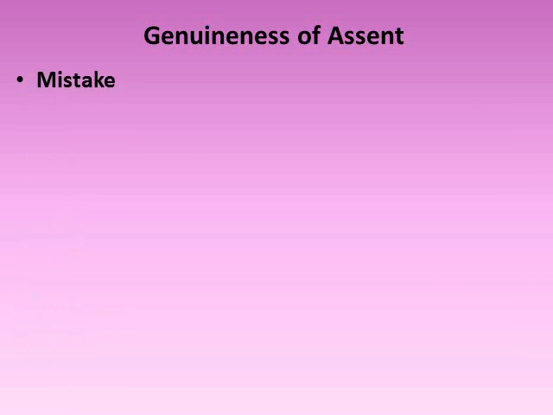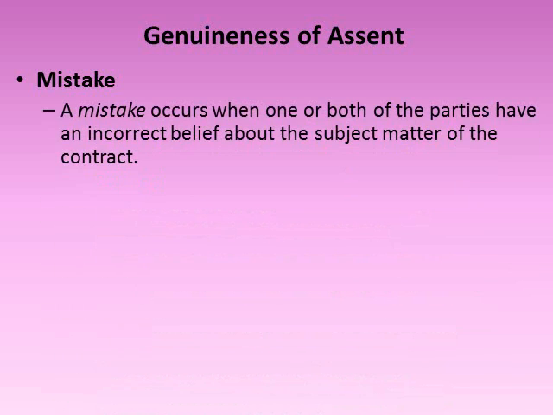The doctrine of mistake is one of the major things that we'll be looking at here. A mistake occurs when one or both of the parties have an incorrect belief about the subject matter of the contract. Of course, we use the word mistake in general conversation, and the meaning's really not too much different here when we're using it in the context of contract law. It's just that somebody goofed. Somebody thought something was true when it wasn't true, or thought something wasn't true when it was, or whatever. But in other words, there was a mistaken belief on the part of one or both of the parties.